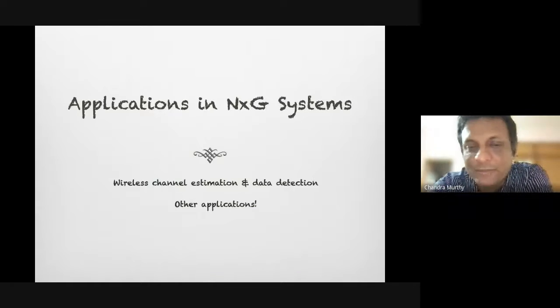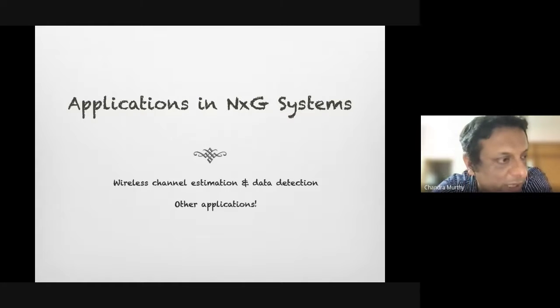Okay, so we have reached the point where I explained the joint sparse recovery problem. I explained sparse Bayesian learning first, and then the joint sparse recovery problem, and showed how to extend the sparse Bayesian learning algorithm to it. The last section of the tutorial is to discuss some applications of this in wireless communication systems, in terms of channel estimation and data detection.